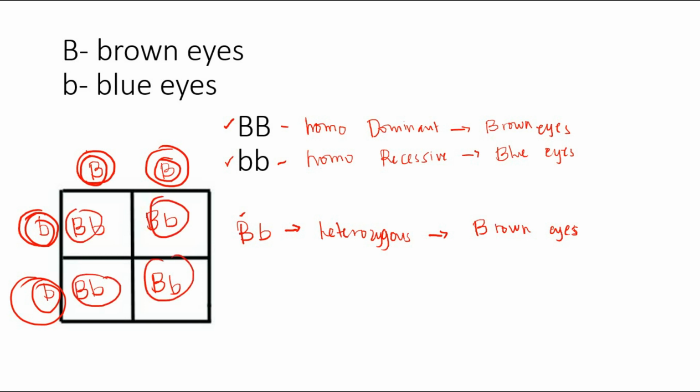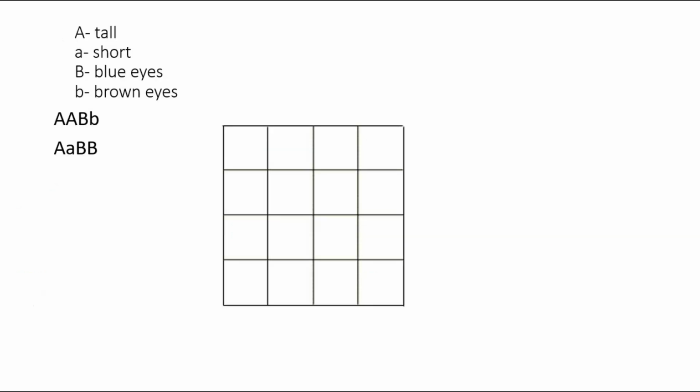So you have 1, 2, 3, 4 heterozygous. So that will be 4 over 4. Therefore, you will have 100% probability of these parents having children or kids with brown eyes. It's just that the children will be heterozygous. For our next example, we have different alleles.